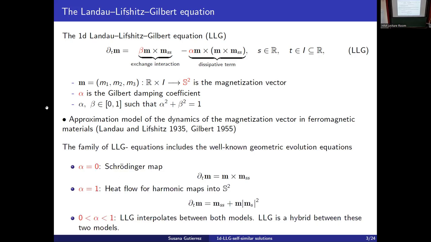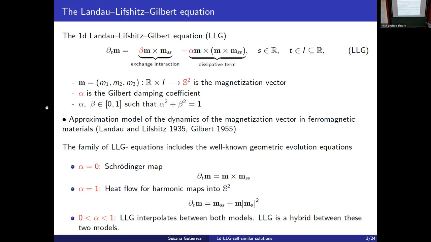As I said before, the family of these LLG equations includes some well-known geometric equations. In particular, when we consider no dissipation or damping in the system, when alpha is zero, we get the Schrodinger map from R into the sphere. This type of equation has natural generalizations to higher dimensions. When there is only diffusion, so when alpha is one, we recover the heat flow for harmonic maps into the sphere. The relation from here to here uses just the fact that you have a function that lives on the sphere and some standard identity for the vector product and scalar product.